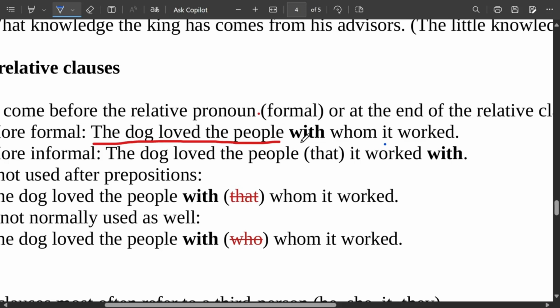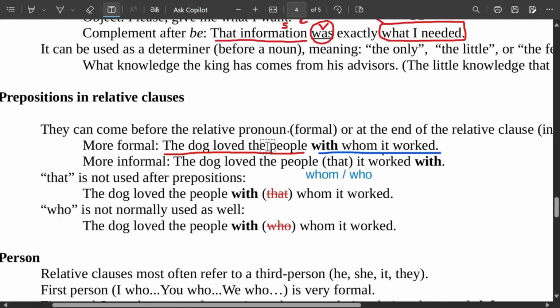So you're talking about the people, but not as a subject of the relative clause; it will be an object of the relative clause. See? With whom it worked. So this preposition with could be in this position before the relative pronoun, or it could be at the end. Look, the dog loved the people it worked with. So either before the relative pronoun or after. And since it's after, the relative pronoun will be here by itself. This is more common and more informal.